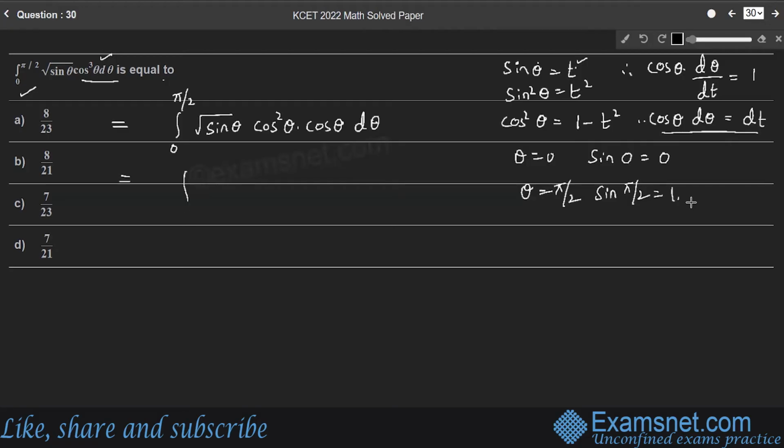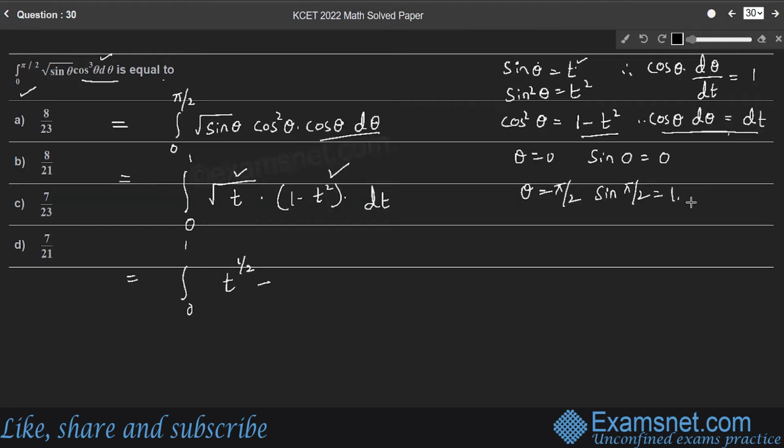Therefore, the given expression can be written as integral 0 to 1 root sine theta is root t into cos square theta is 1 minus t square, 1 minus t square into cos theta d theta is nothing but dt. Right? Therefore, integral 0 to 1. So, root t into 1 is root t itself. So, we can write it as t raised to 1 by 2 minus root t into t square.